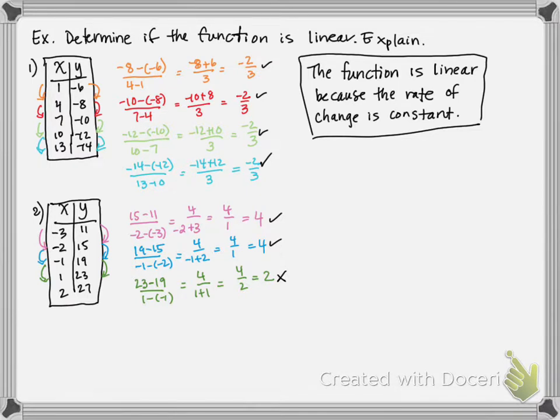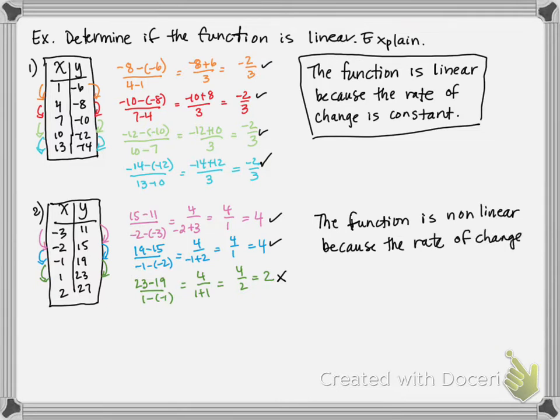So if you notice the x's, you increased by 1, increased by 1, then it increased by 2, then it increased by 1. But look at your y's. Increased by 4, increased by 4, increased by 4, increased by 4. So it was just that one spot where the x's didn't increase by the same amount, even though the y's did. So I stop right there. I don't need to do any more. And I say the function is nonlinear. You can either say nonlinear, or you can say that it is not linear. Same thing. The function is nonlinear because the rate of change is not constant. Looked like it was going to be, but then it wasn't.